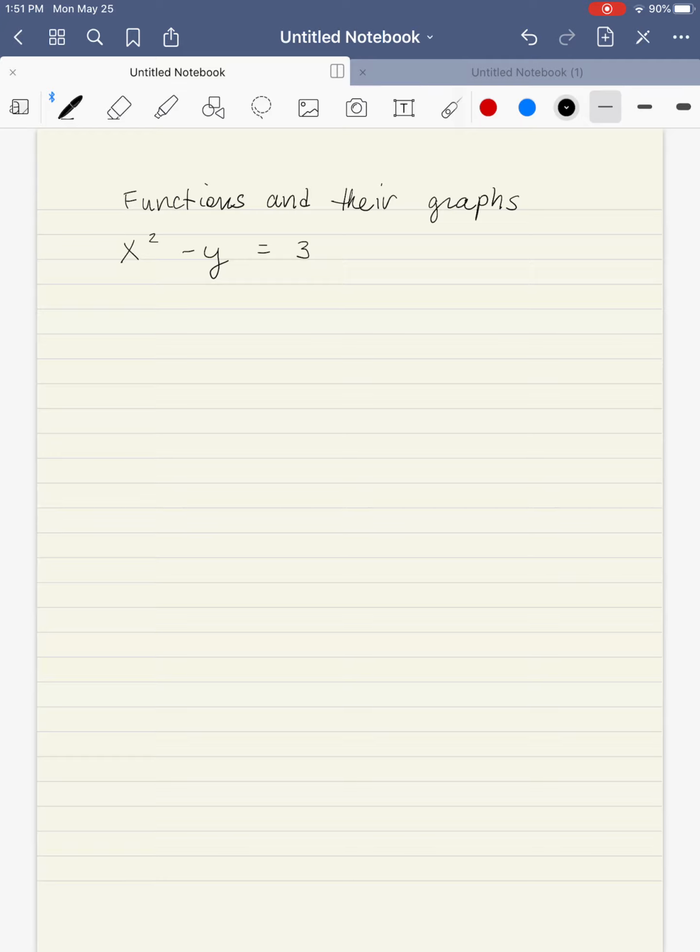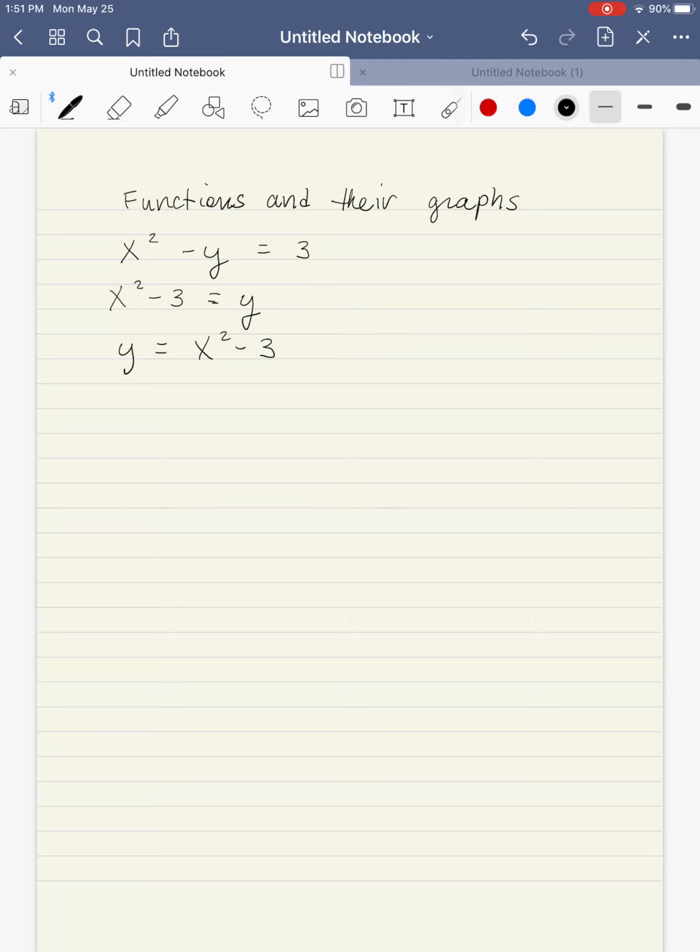If I can get y all by itself, in other words, isolate y, so I would add y to both sides and get y over here on the right and subtract 3 from both sides and get x squared minus 3, I can get y all by itself here. y equals x squared minus 3. So this is another way of writing this same relation. It's the exact same equation, so it gives me the exact same relationship between my values of x and my values of y.